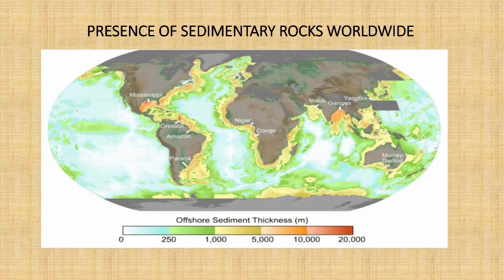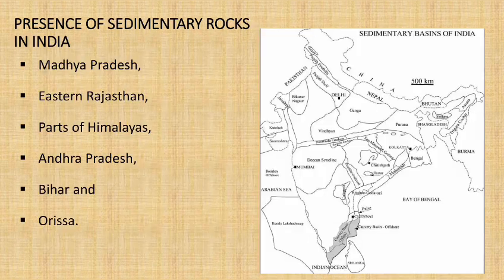All throughout the world we find the presence of sedimentary rock along the shoreline, basically the coastline, all over the world, in North America, South America, all along the coast of Africa. Presence is also found in Southeast Asia. Sedimentary rock is especially found in India, in the states of Madhya Pradesh, Eastern Rajasthan, parts of Himalayas, in the foothills of Himalayas, specifically Shivalik, Andhra Pradesh, Bihar and Orissa, as it is shown in the map of India.